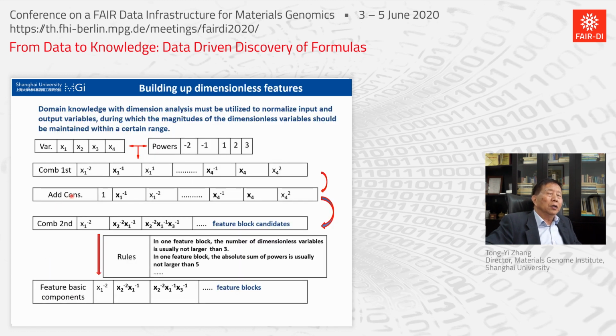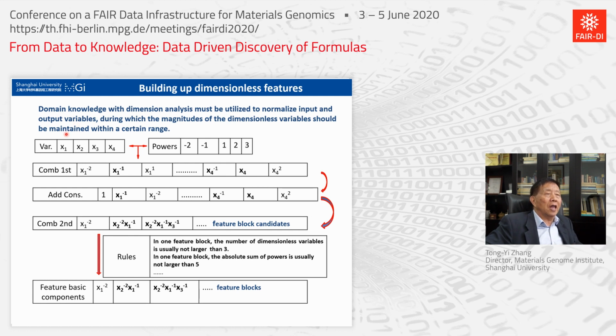So in our new build-up algorithm, we fully utilize our domain knowledge. We utilize our domain knowledge with dimension analysis to normalize the input and the output variables. Also, during this we have to take care to watch the magnitude of the dimensionless variables. Those magnitudes should be maintained within a certain region. If the magnitudes have a bigger difference, then we are making the calculation much more difficult.